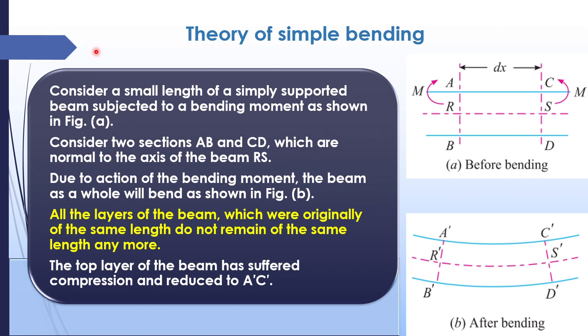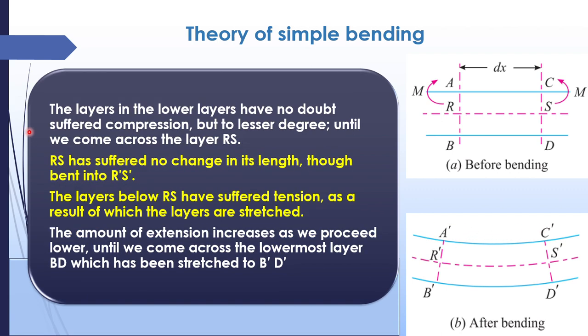So here we can see that all the layers of the beam, which were originally of the same length, do not remain the same length. They will be on the same plane, but they won't remain the same length. The length will increase or decrease according to the position of the layer. Got it? The top layer of the beam has suffered compression and reduced to A dash C dash.